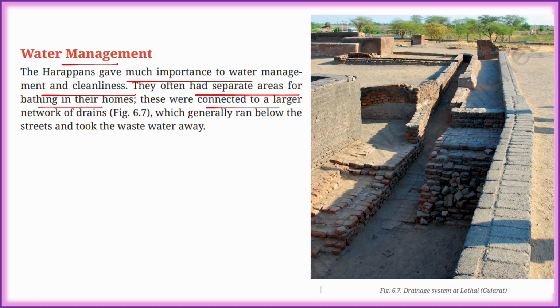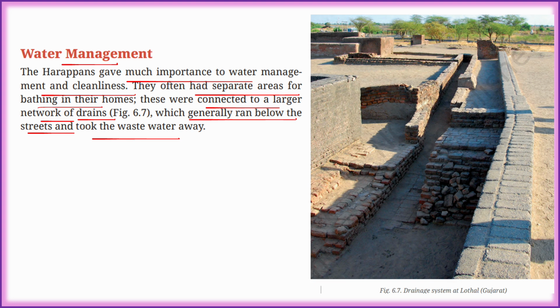These were connected to a larger network of drains. Network of drains means what? A group of drains connected together. So every Harappan house had its own bathroom. These bathrooms were joined to a big drainage system that carried wastewater out of the city. It generally ran below the streets and took the wastewater away. So these drains were built under the roads and carried dirty water away from the city.